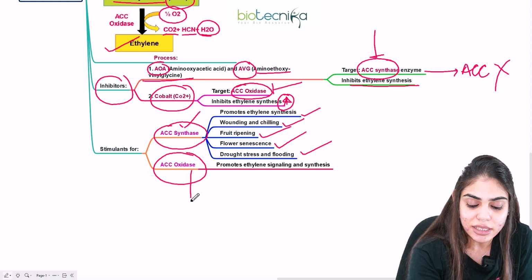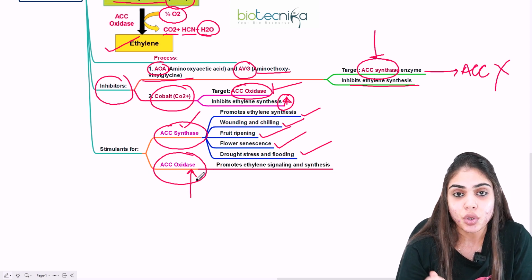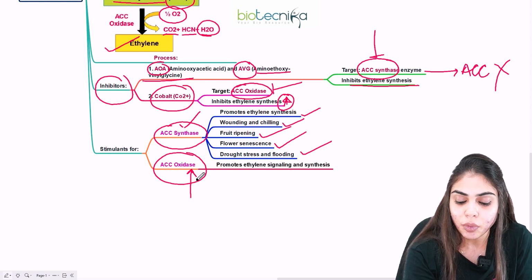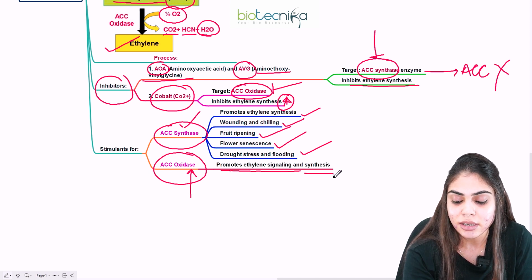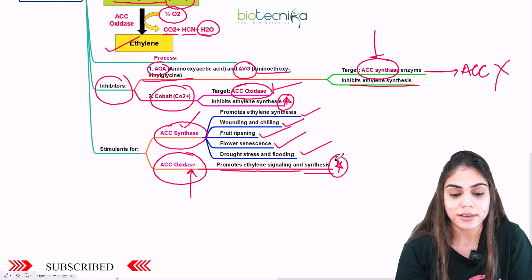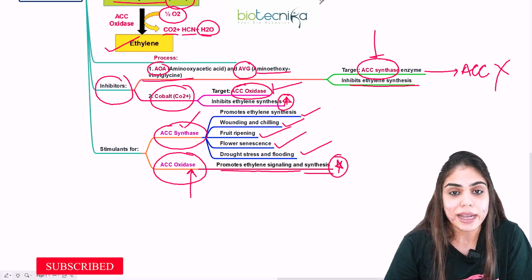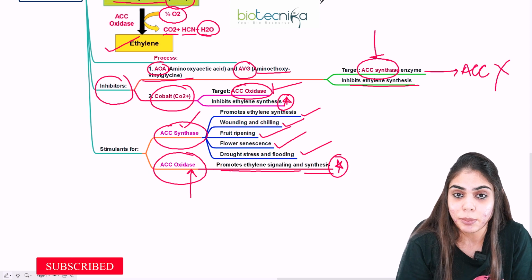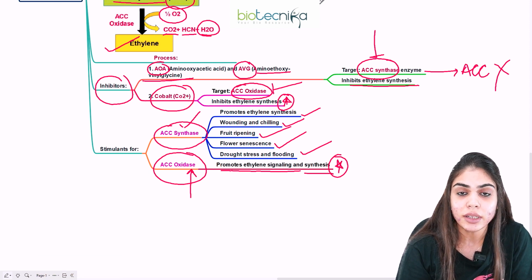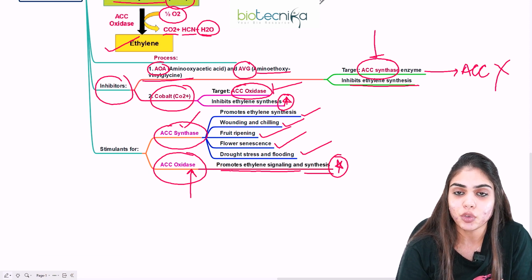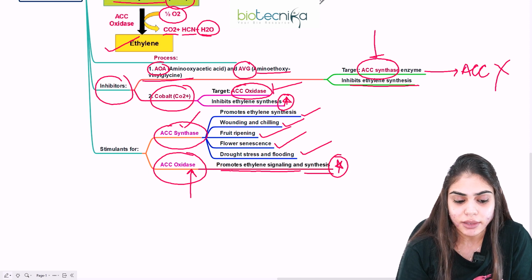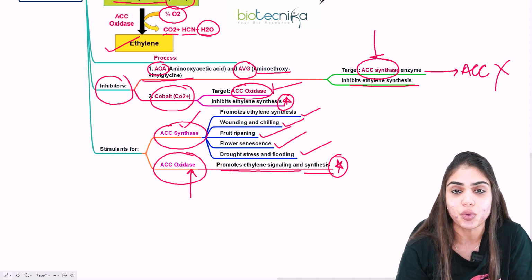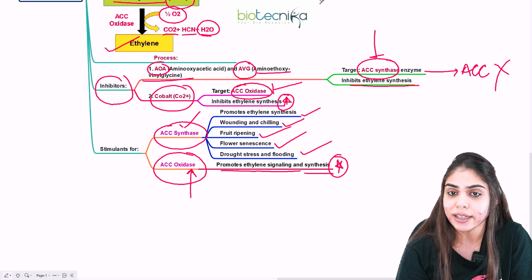But if ACC oxidase is stimulated, it will cause the ethylene production to be increased in plants. So it promotes ethylene synthesis inside the plant cell. So this is all about the biosynthetic mechanism, where we have seen the pathway, the precursor involved, the location of the pathway, that is plastid, as well as the inhibitors and the stimulants for both the enzymes that are important for the ethylene biosynthesis mechanism.